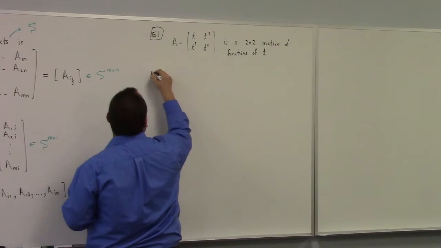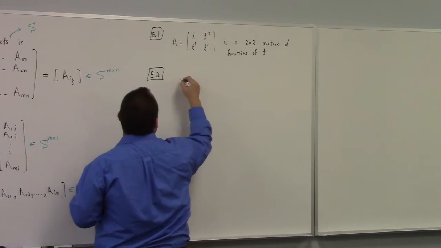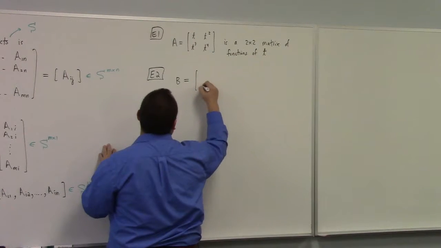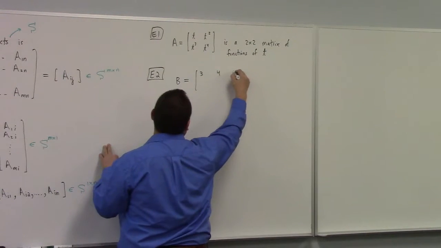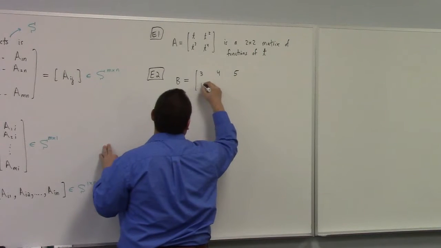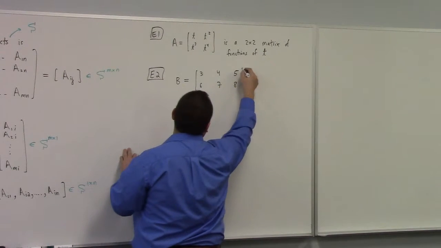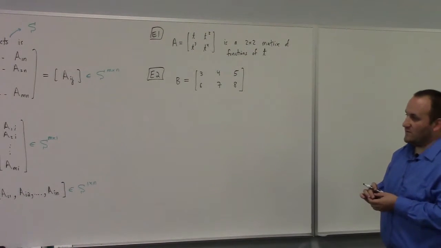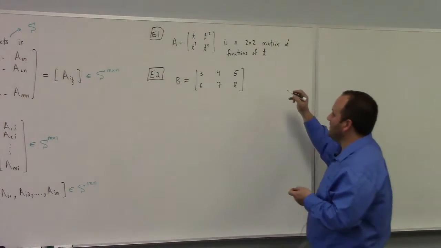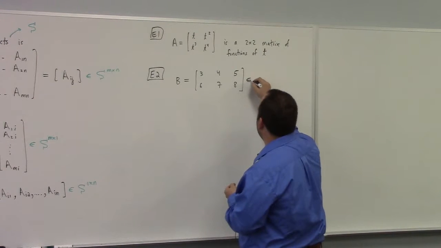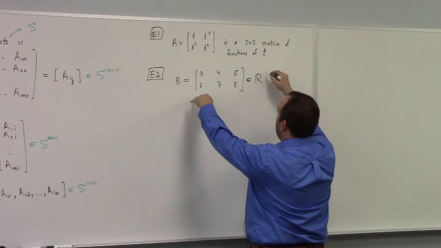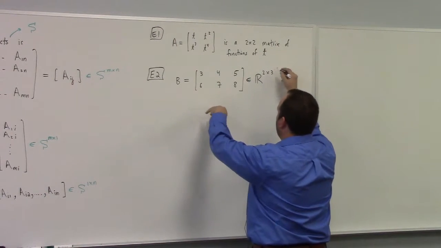You could have, let's see here, B equal to, I don't know, you could have 3, 4, 5, 6, 7, 8 like this, all right? This would be a what? This is an element of, well, really just R, what? 2 rows, 3 columns, so 2 by 3.